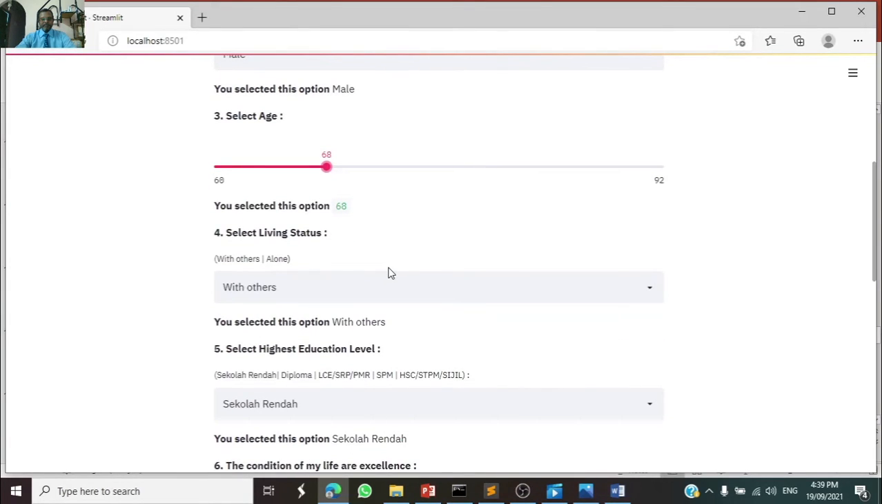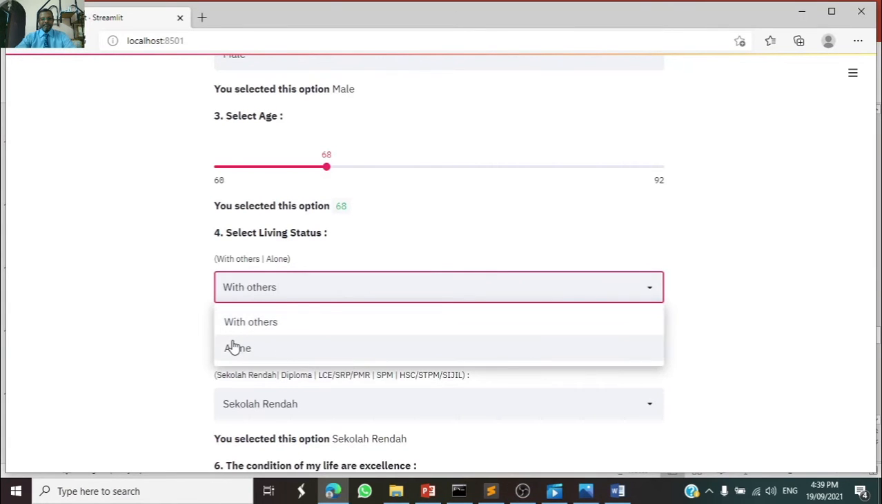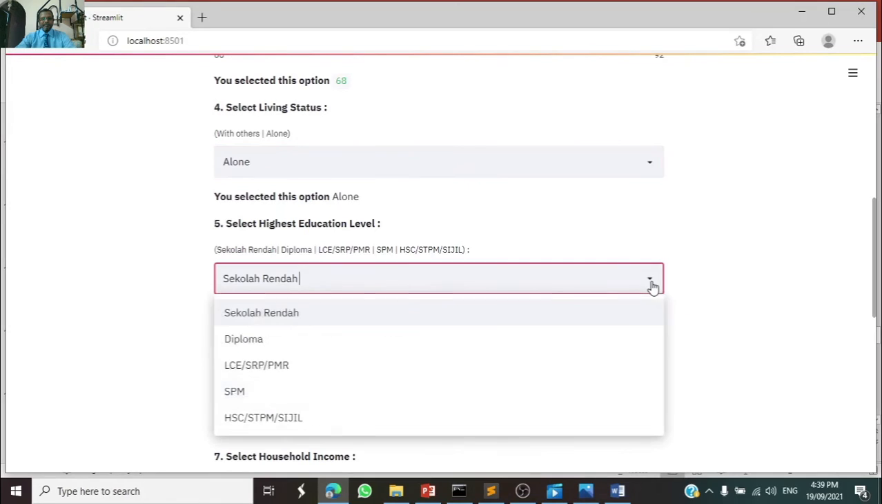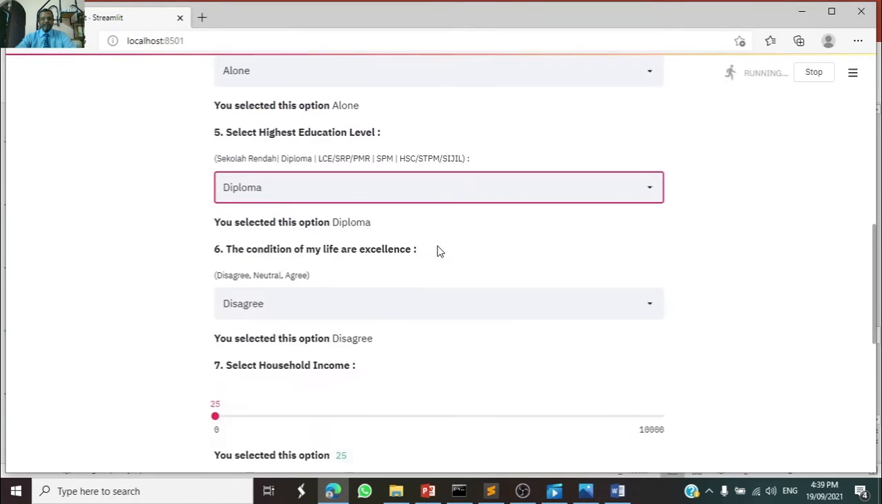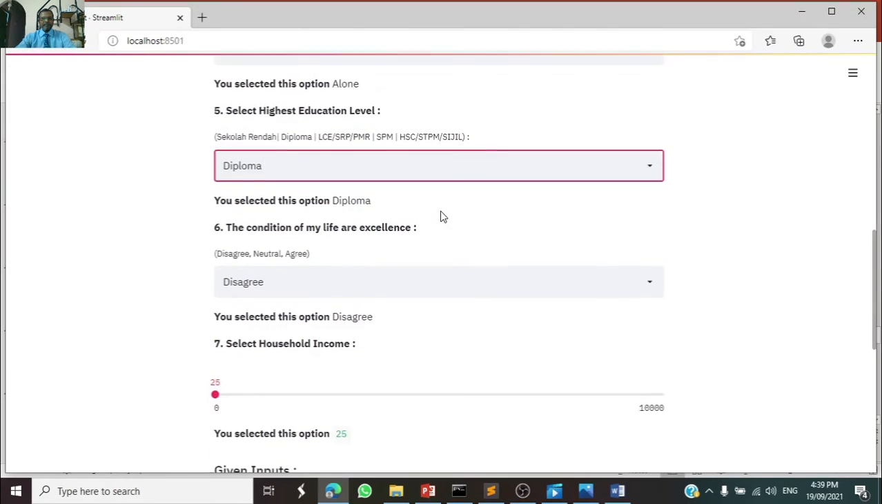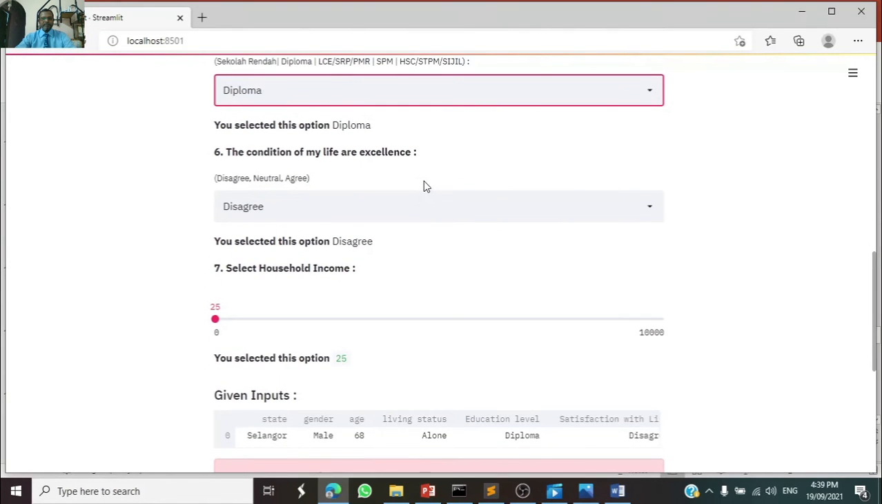And the living status, we are looking at whether they are living with others or alone. Let's say we are selecting here alone. And what is the highest education level that person has gone or studied? Here, let's say a diploma level, and the condition of my life is excellent. This is based on the person who's answering these questions, whether agree, disagree, or stands neutral.